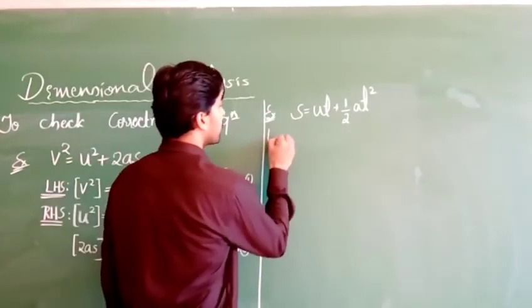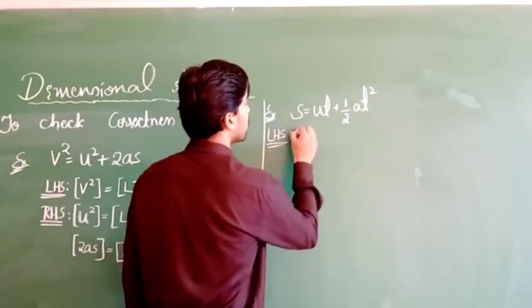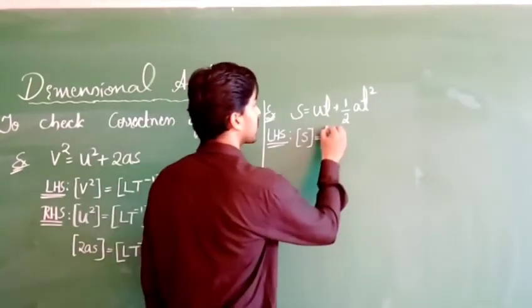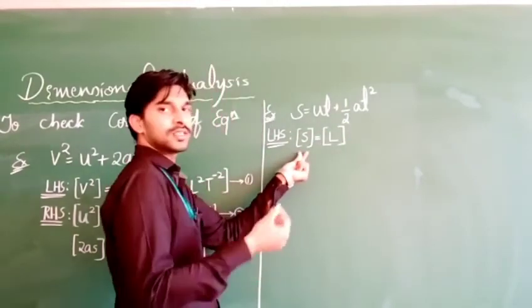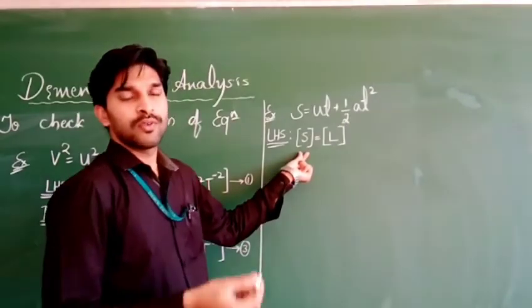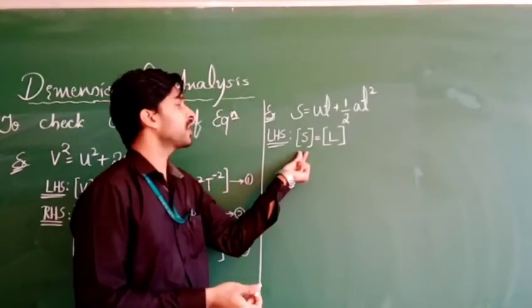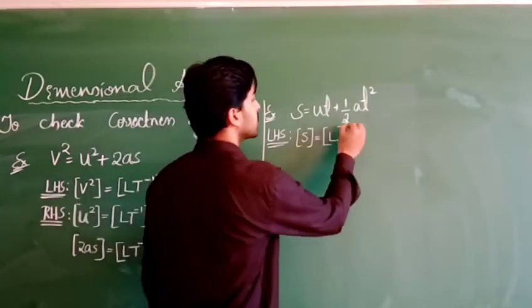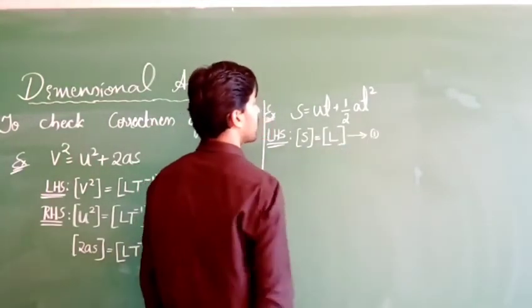So, left hand side. The dimensions for displacement, that is nothing but length, correct? Displacement is nothing but the shortest distance from the initial position to the final position. So the dimension for displacement is nothing but length, L. So I will be writing it as equation 1.